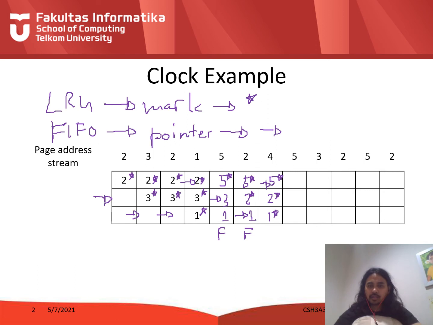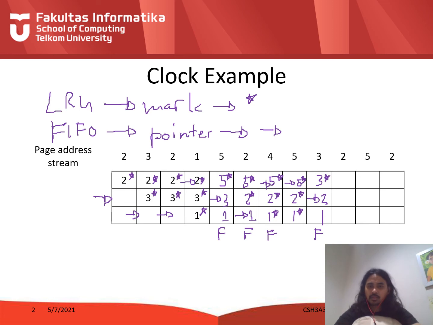5 is accessed again, so nothing changes here. And now 3 should replace 5, because 5 has a star, it checks all of them first, because all of them have a star, it goes back to 5, so it replaces 5 eventually. So the pointer goes to 2, but the star is removed, and 3 replaces 5 and is given a star.